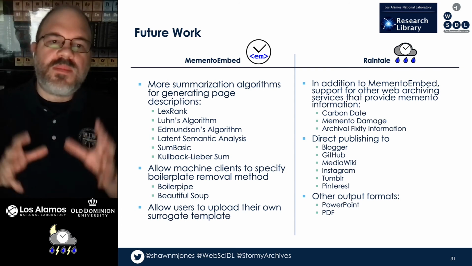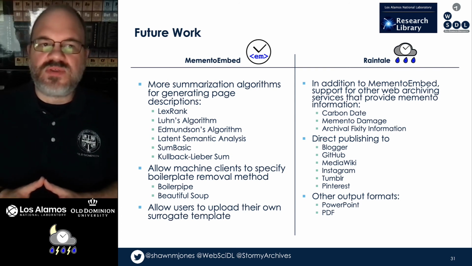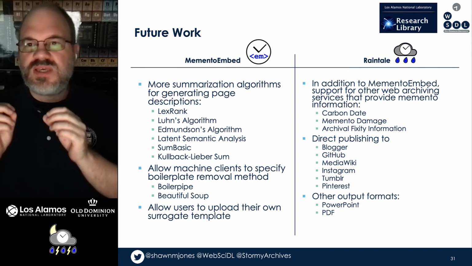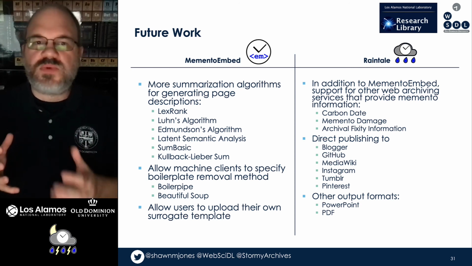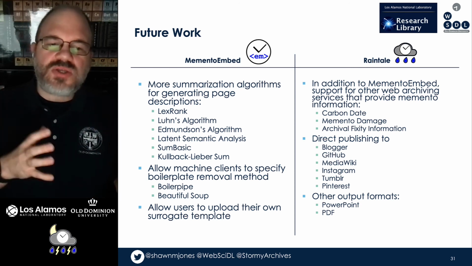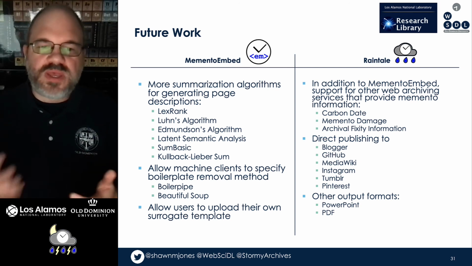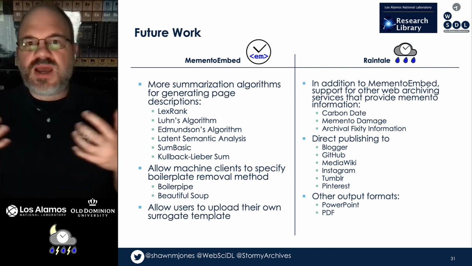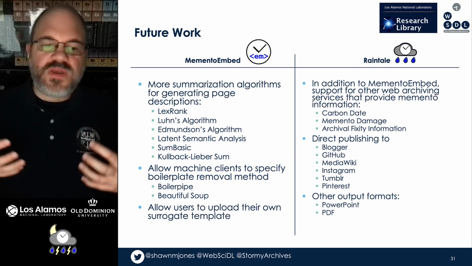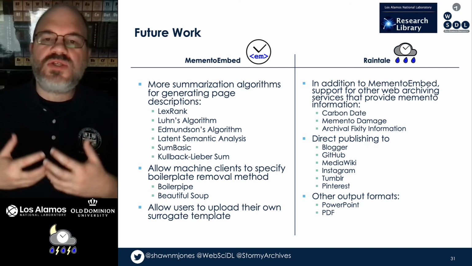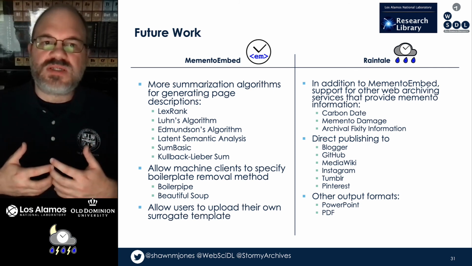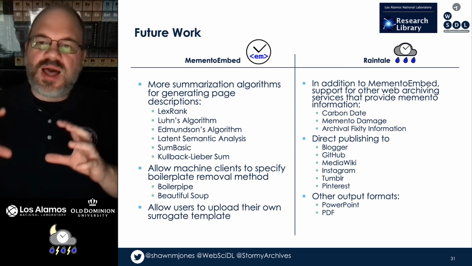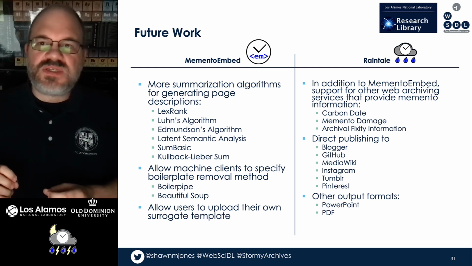So in the future, for Memento Embed, we want to produce more summarization algorithms, because sometimes the default summarization that we have, which is an algorithm called Lead3, doesn't quite work as well as we'd like. And we would like to also allow machine clients to specify boilerplate removal methods, because the default of readability or just text may not work for all mementos. And we're thinking about allowing users to upload their own surrogate templates so they can produce their individual surrogates in whatever format they want. Raintail, on the other hand, we could apply additional web archiving services.